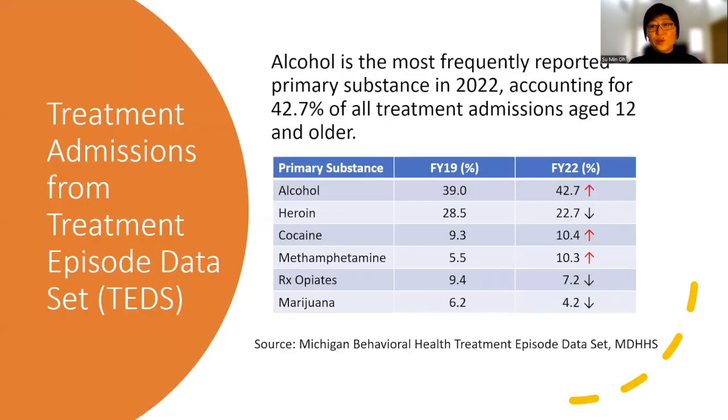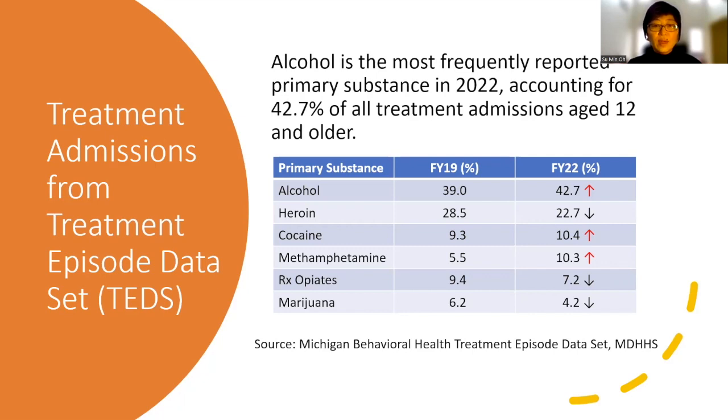Alcohol is also the most frequent primary substance in the treatment episode data set. The table shows 2 years, fiscal year 19, which is a pre-pandemic year, and fiscal year 22, which is the most recent data point. Compared to fiscal year 19, the proportion of primary alcohol, cocaine, and methamphetamine admissions increased, while the proportion of primary heroin, prescription opioids, and marijuana admissions decreased. These changes were also shown in drug poisoning, drug overdose death.